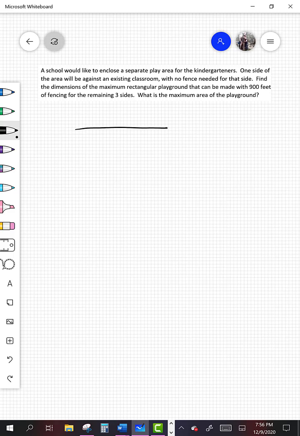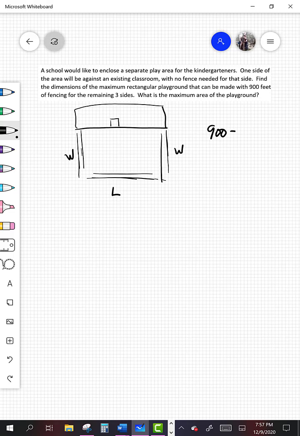Okay, so we have some sort of a classroom right here. And we're going to put in some fencing. So maybe let this be our length, and we have 2 widths. So for our perimeter, we just need the 3 sides. And we know that we have 900 feet of fencing. So we have 900 is equal to the perimeter, twice the width plus the length.